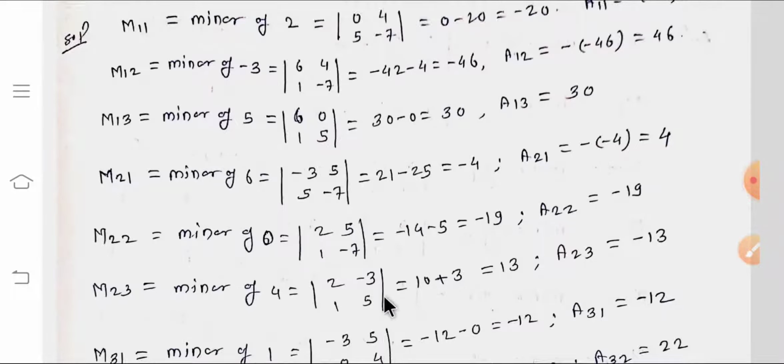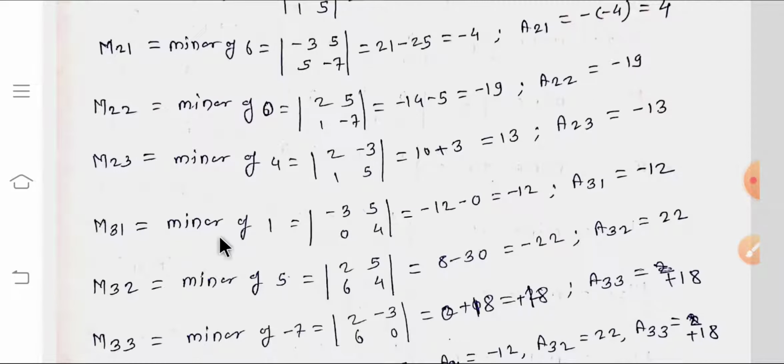Remember this one. Next, M31, the minor of 1, is the determinant of minus 3 5, 0 4, that is minus 12 minus 0, which is minus 12. A31 is minus 12, because 3 plus 1 is 4, a positive sign, so the minor stays as it is. Next, M32 is minus 22, so the cofactor is the opposite of this sign, because A32 means third row second column, 3 plus 2 is 5, so the sign is positive. A32 is 22.